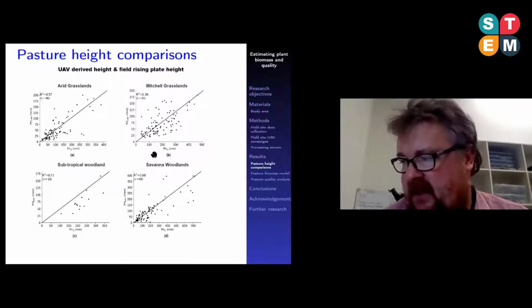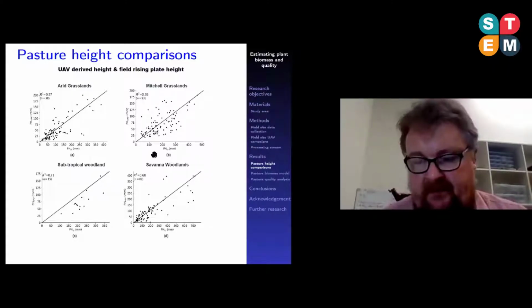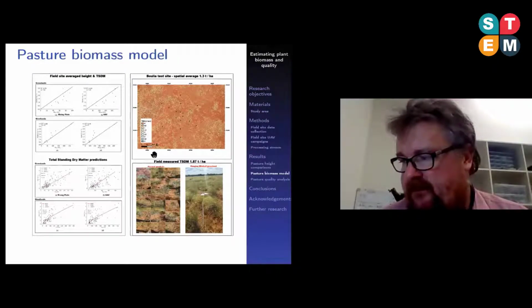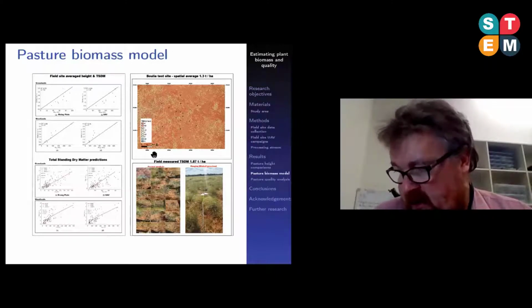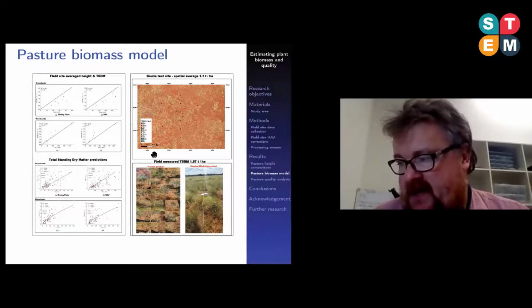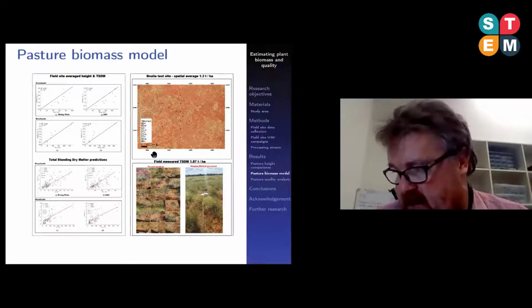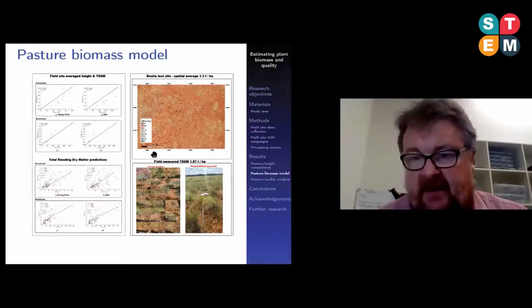The results of the pasture height field measurements and the derived canopy models are presented here for each land type. The developed pasture biomass model from the relationship of height to mass for the broad categories of grassland and woodland were developed through a robust regression modelling approach that was used to develop predictions of total standing dry matter and compared at a field test site.